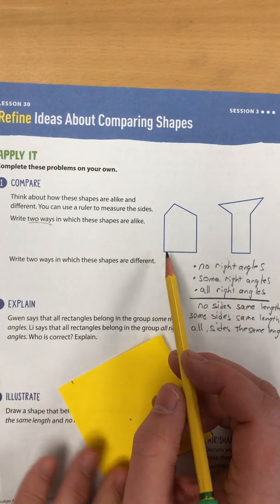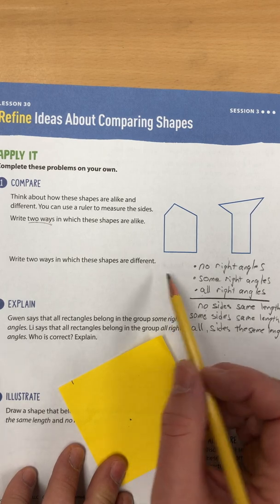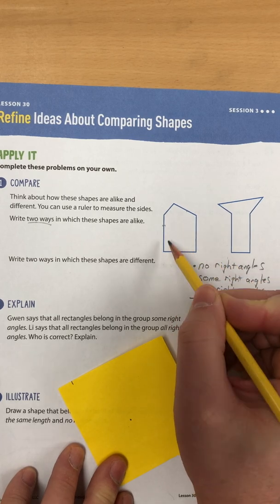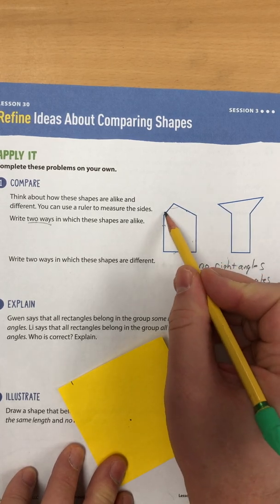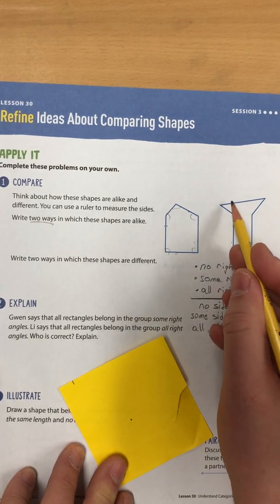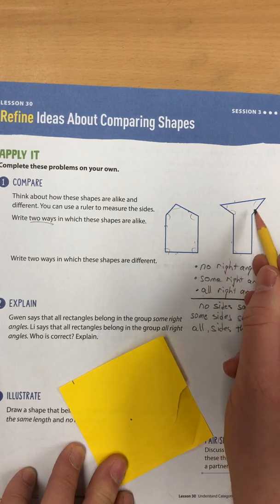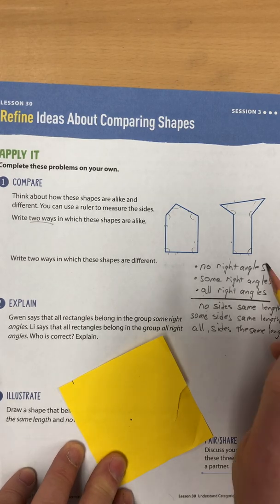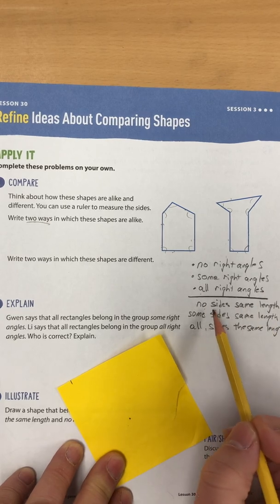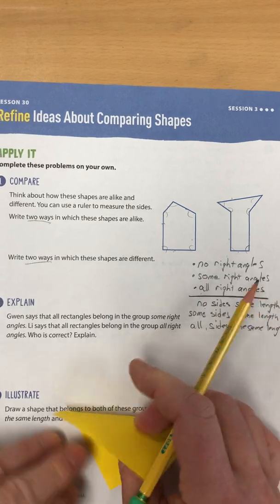Another thing that we can do is look at the number of sides and the number of angles, okay? So this has 1, 2, 3, 4, 5 sides and 1, 2, 3, 4, 5 angles. And this has 1, 2, 3, 4, 5, 6 sides and 1, 2, 3, 4, 5, 6 angles, okay? So this way they are the same and different too. So we've got these here of how they are the same, and then the number of sides and angles. So that might help you get two ways because they're asking for two.